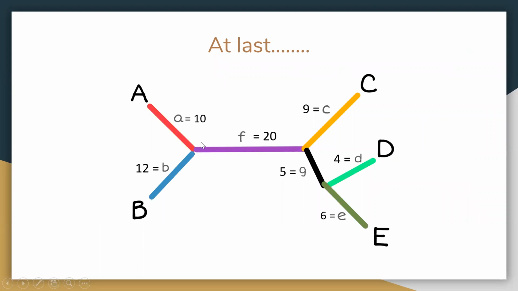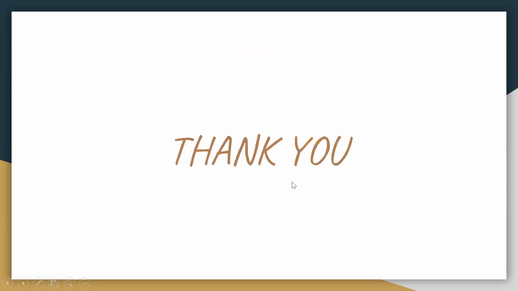Ta-da! At last we found every value for every branch. A equals 10, B equals 12, C equals 9, D equals 4, E equals 6, F equals 20, and lastly, G equals 5. That's all from us. Thank you.